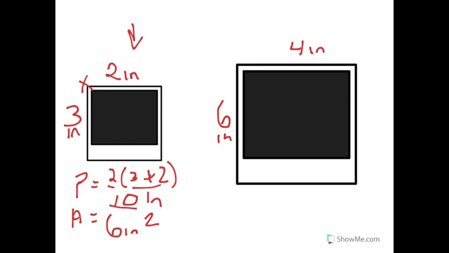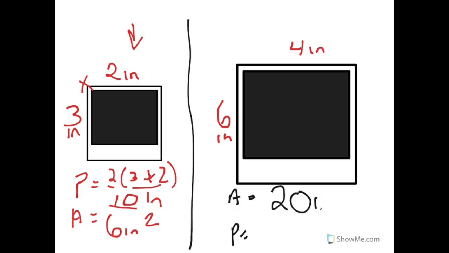Now, I'm going to draw a little line right down the middle and split this in half. To see how the figure changed when we change the dimensions, let's look at the area and the perimeter over here. Okay, area. 6 times 2 is 12. 4 times 2 is 8. Add those together. We have 20 inches squared. Okay, let's find the perimeter. 6 times 4 is 24 inches squared.